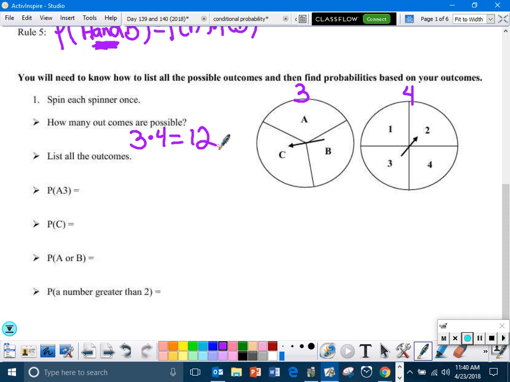All right, the next thing is list out all the outcomes. Okay, well, that's pretty easy. A1, A2, A3, A4, and continue with the B's. And continue with the C's.